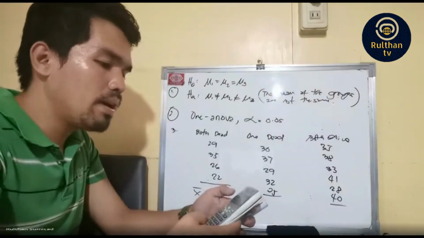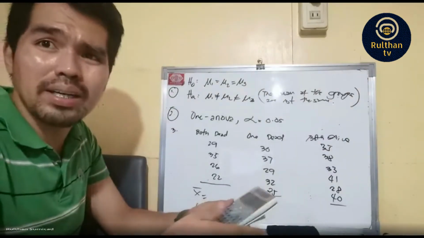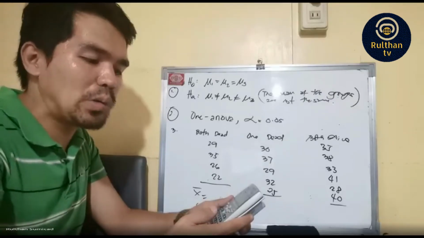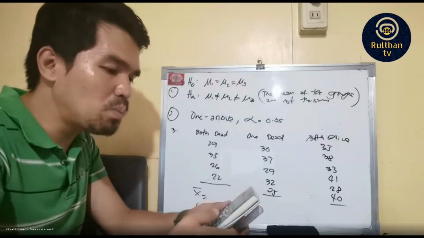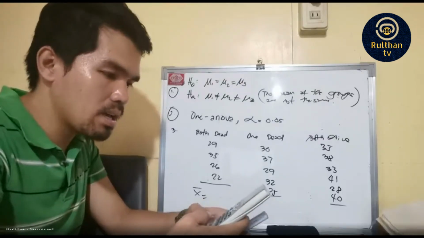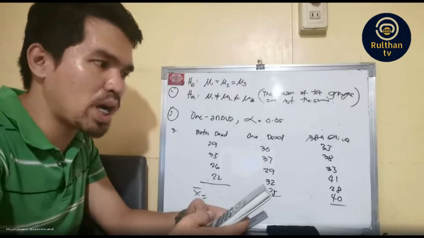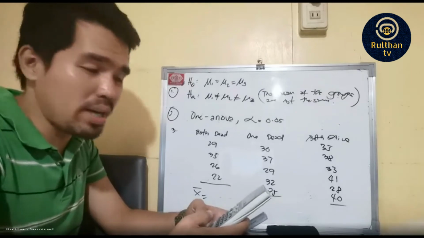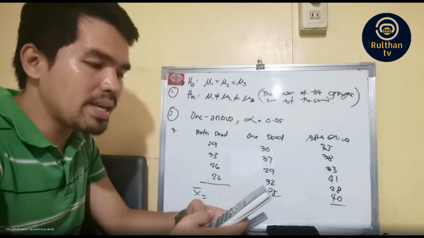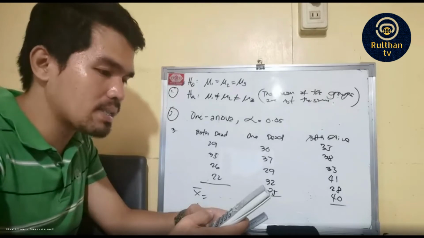I don't know who is using a calculator. Are you using a scientific calculator? Please set your calculator to statistics. Go to mode and then select SD, if you're using a lower version. But for other calculators, I cannot really teach you when I cannot see the calculator. But set your calculators to statistics.